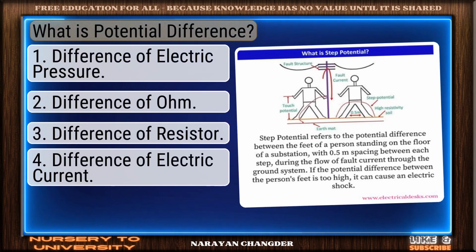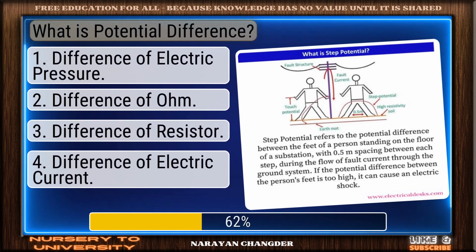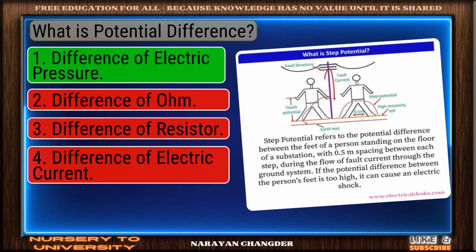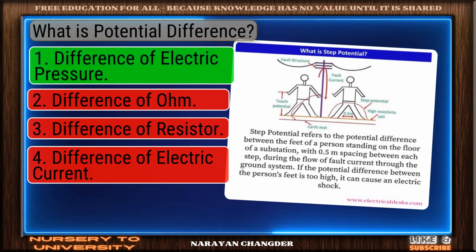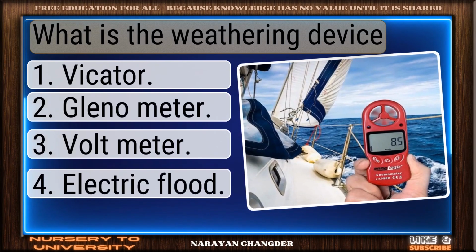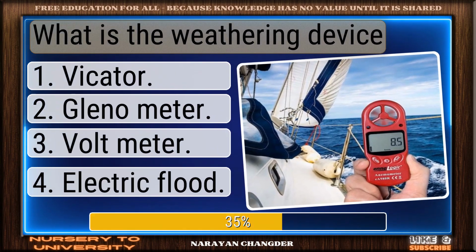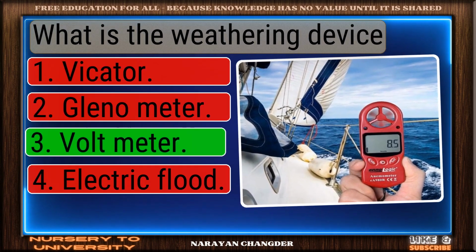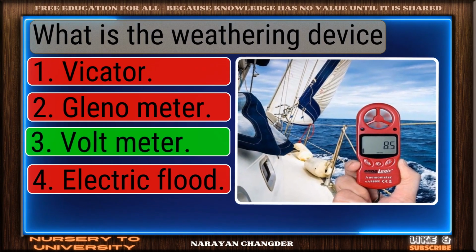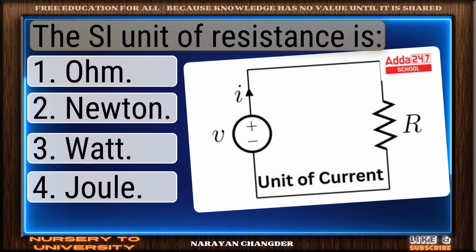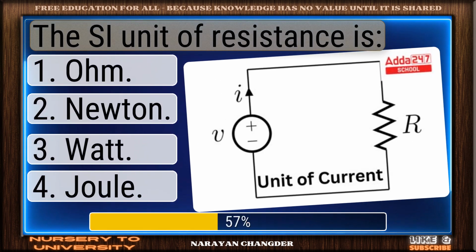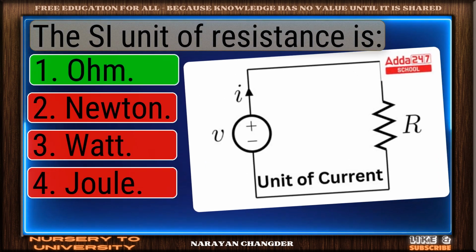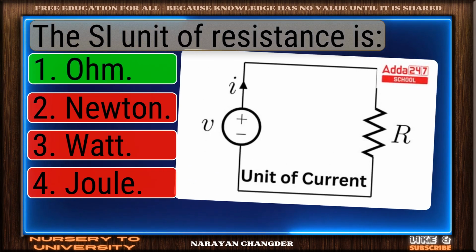What is potential difference? Great thinking. Difference of electric pressure is right. What is the measuring device? You're right. Voltmeter is correct. The SI unit of resistance is... Well reasoned. Ohm is correct.